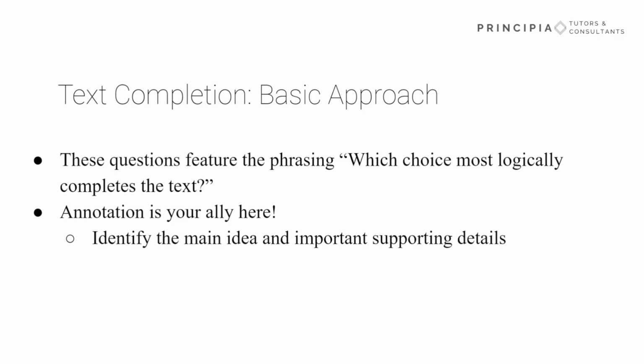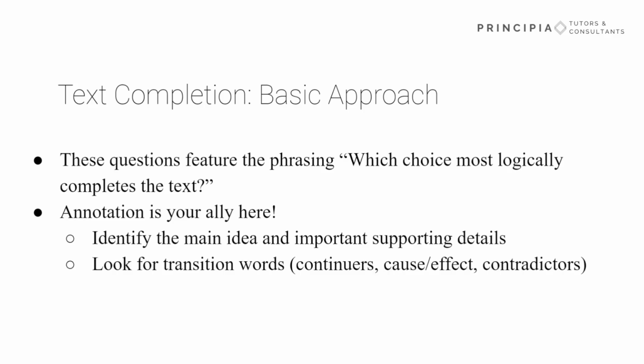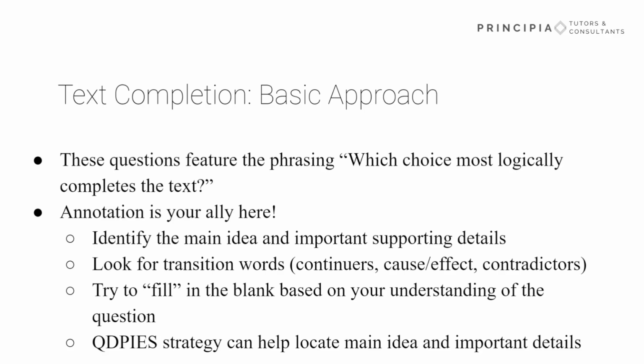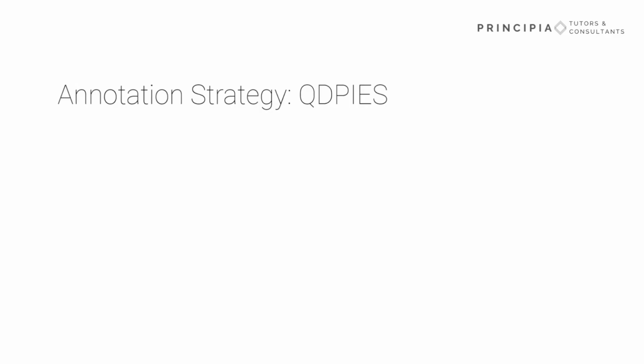We want to identify the main idea and supporting details. Look for those transition words, so the continuers, cause effect, and contradictors. And you want to try to fill in the blank based on how you understand the question. So the main idea, these other strategies can help us get to what should go next logically, what proceeds logically given the information. And we'll introduce something called a QDPIES strategy that can help you locate these important details and elements. You might have never heard of it.